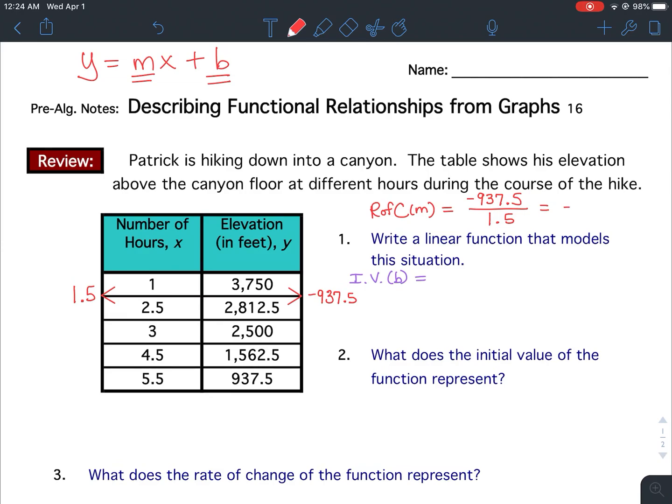You should have gotten negative 625, and it's going to be feet per hour. How did I know it was feet per hour? All I have to do is look at my chart. Right there's the feet, right there's the hour. And it makes sense that it's negative because he is descending down into the canyon.